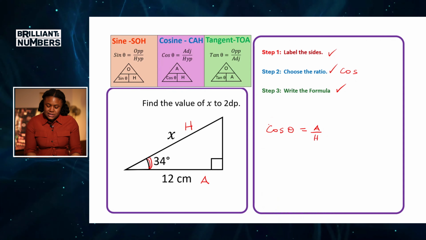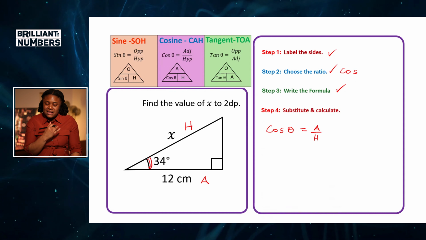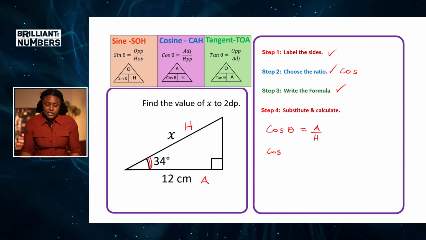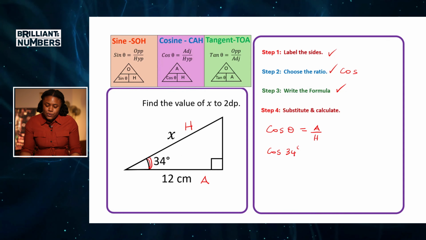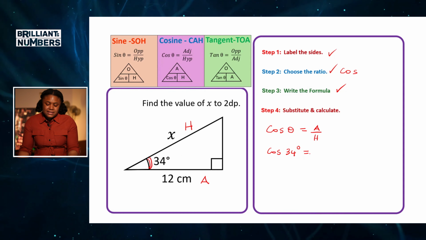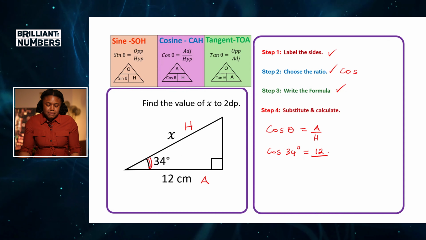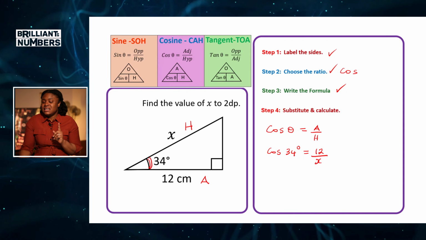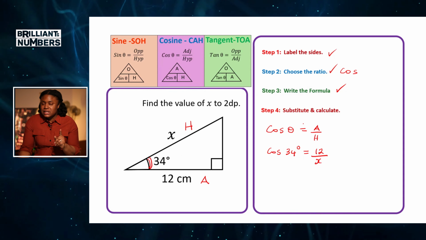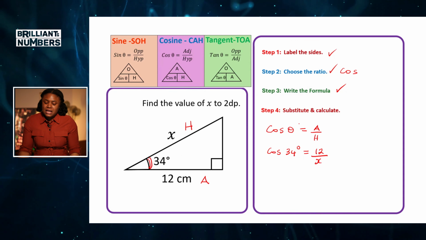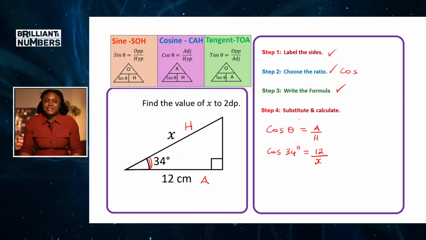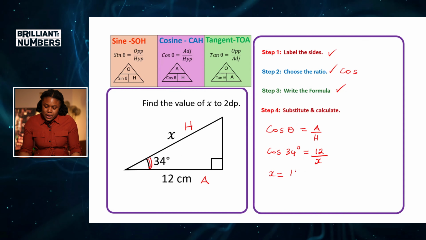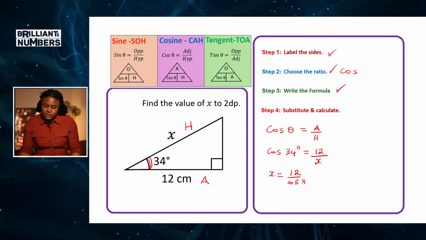Now it's time for step 4, where I'm going to substitute and calculate. So I look on my diagram. I know that the angle here is 34. So cos 34 is equal to the adjacent side, which is 12, and my hypotenuse is x. From the previous example, I can see here that my variable is in my denominator. Hence, I know straight away I will need to divide. So x will be equal to 12 divided by cos 34.